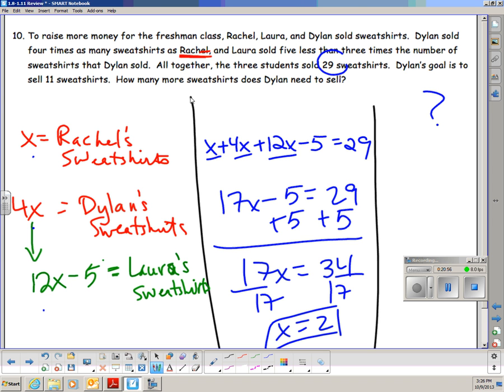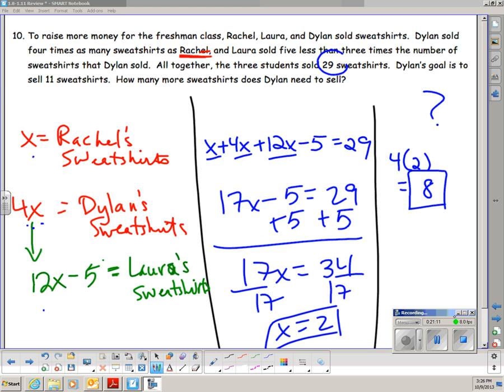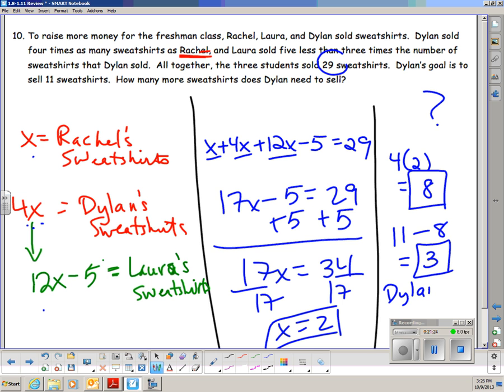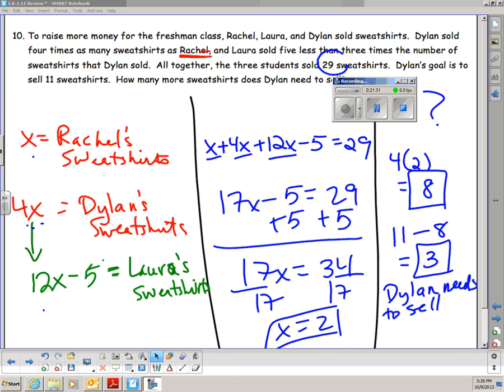Now let's read the question. Dylan's goal is to sell 11 sweatshirts. How many more sweatshirts does Dylan need to sell? Well, let's take a look. Dylan's sweatshirts that he sold were 4X. I know X is 2. So 4 times 2 is 8. This represents the number of sweatshirts he sold already. Well, if he sold 8 and he wants it to go to 11, to figure out how many he needs, I'll subtract. That'll make up the difference. So Dylan needs to sell 3 sweatshirts. Final answer, Dylan needs to sell 3 sweatshirts.